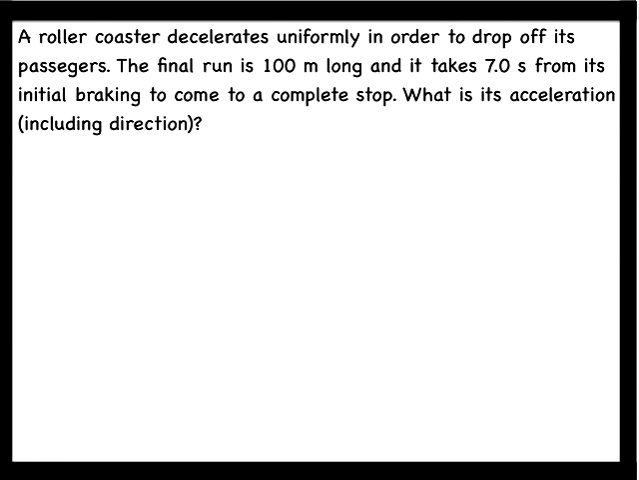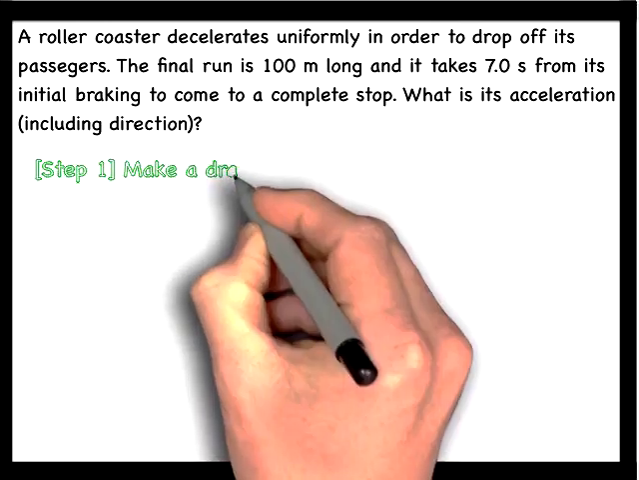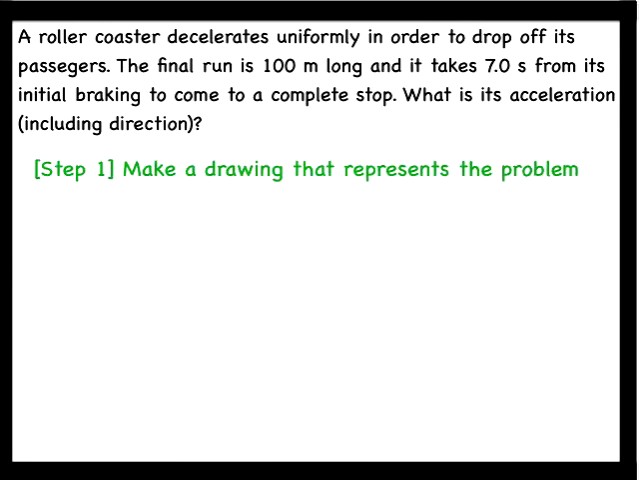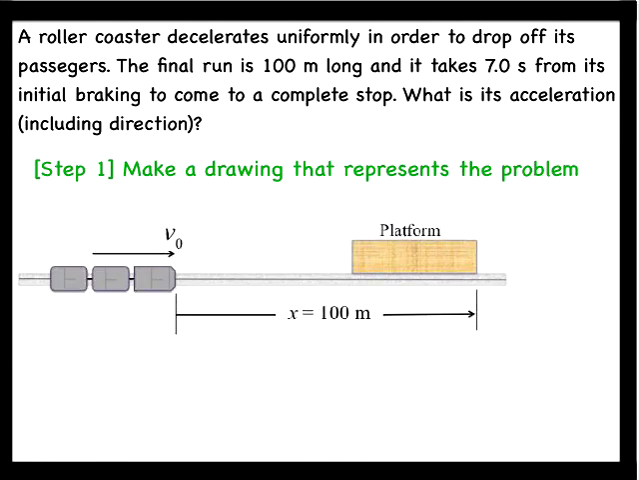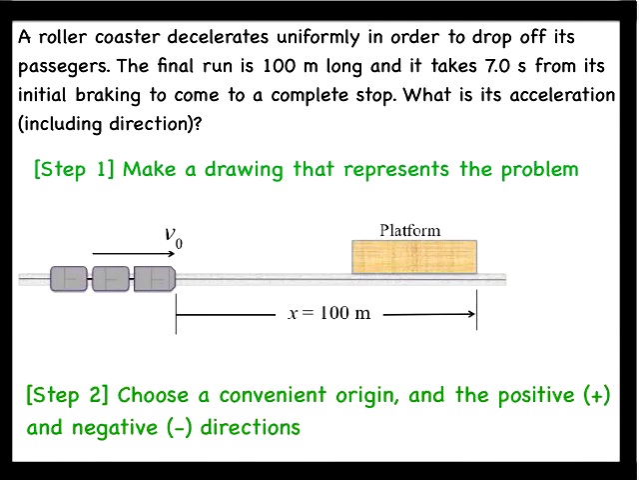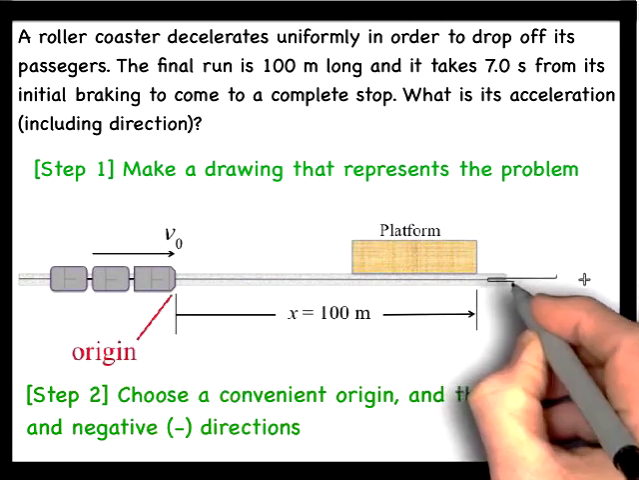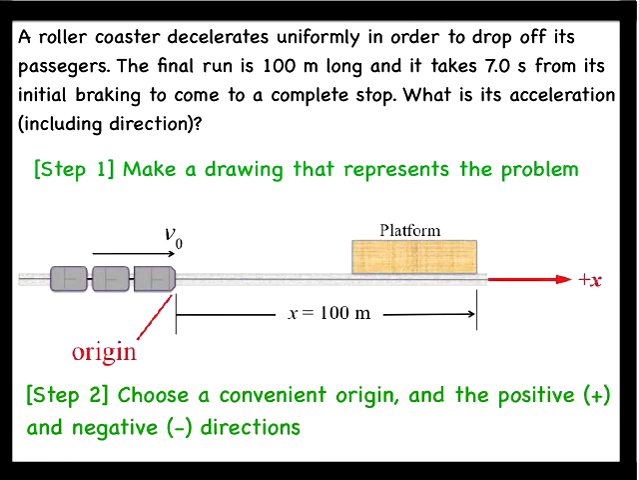Step 1 is to make a drawing that represents the problem with all of the relevant data or variables indicated. Here we draw a roller coaster with the final run to the platform having a length of 100 meters and the initial velocity v0. Step 2 is to choose a convenient origin and indicate the positive and negative directions. Here we have chosen the positive x-axis in the same direction as the initial velocity.